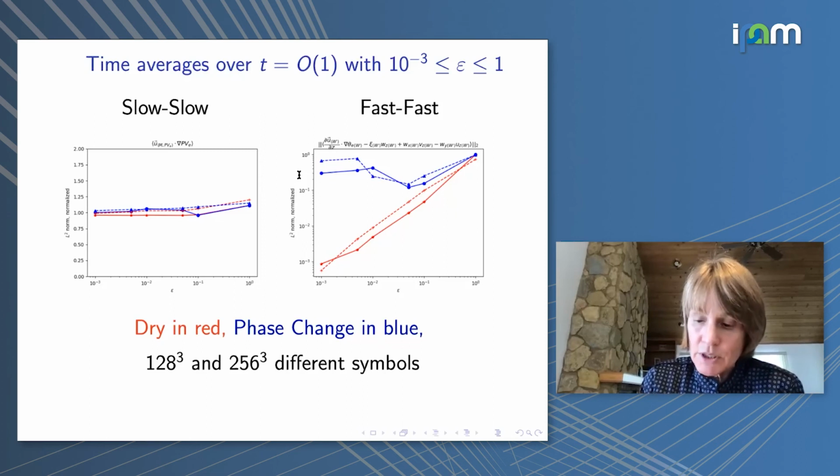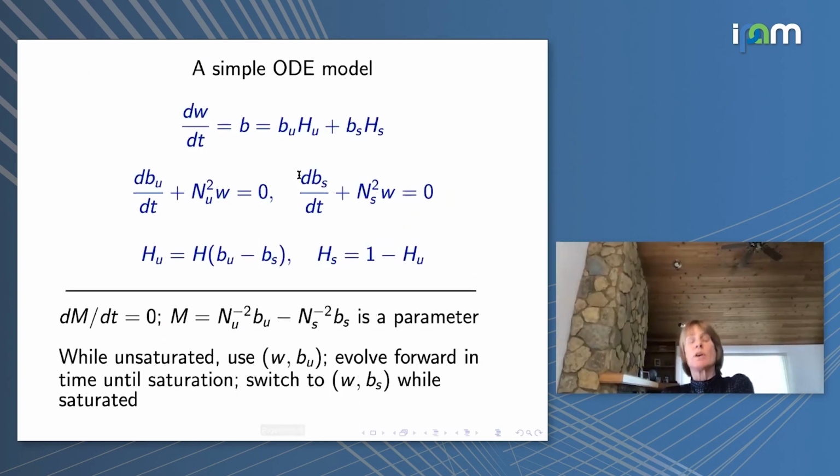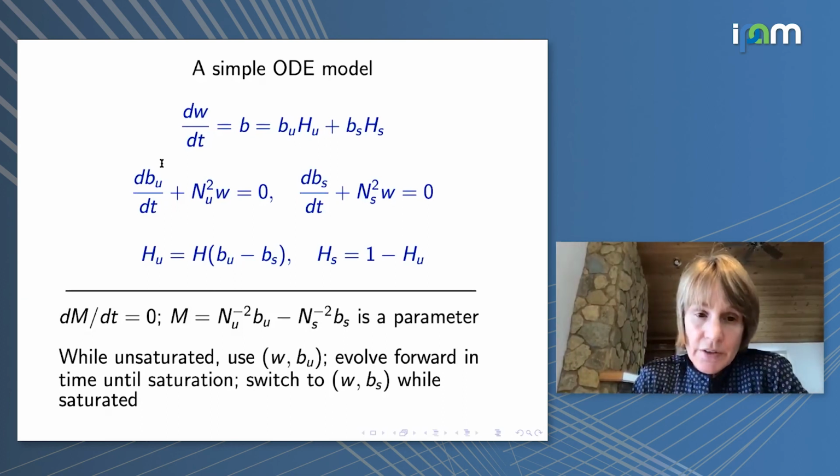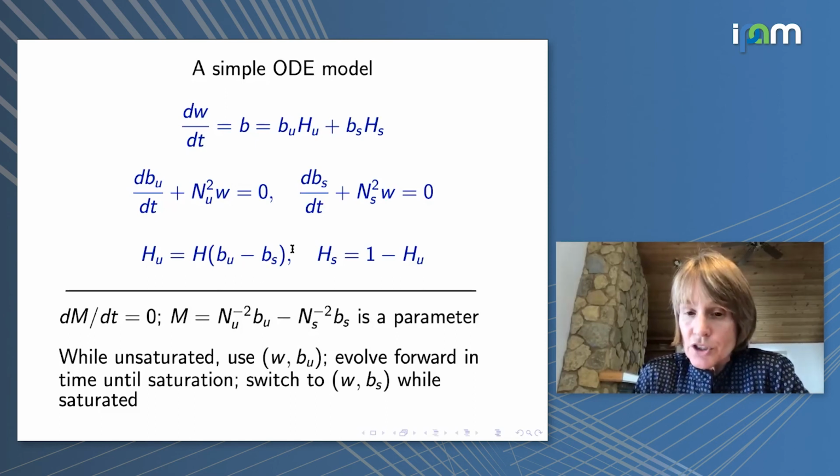And to get some initial insight as to the mechanisms for non-zero coupling, we wrote down a simple ODE model where we keep only vertical velocity and then the two different buoyancies, an unsaturated buoyancy BU and a saturated buoyancy BS, functions of time. And so here, M is simply a parameter, and the condition for saturation to change from unsaturated to saturated is when BU is equal to BS.